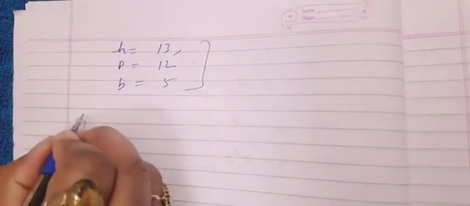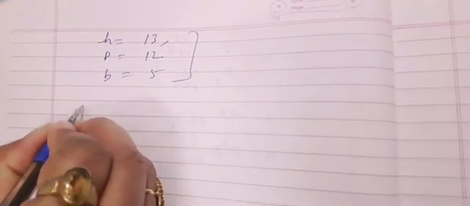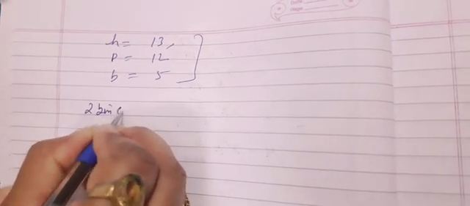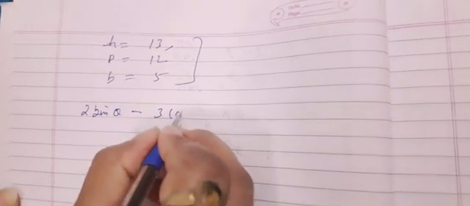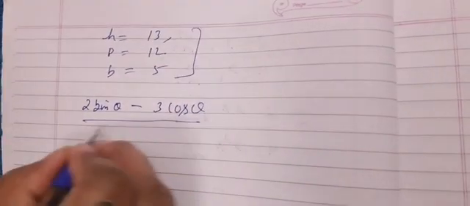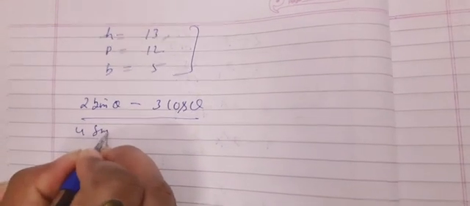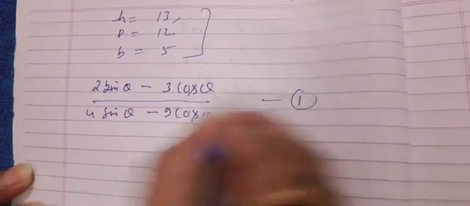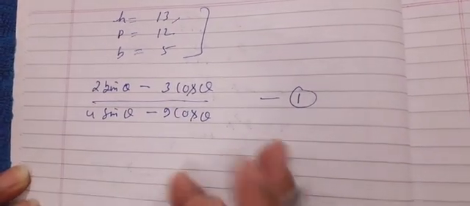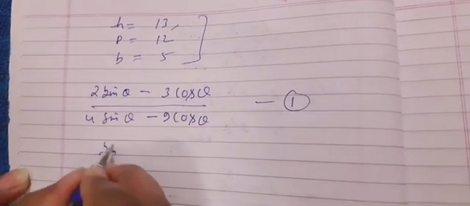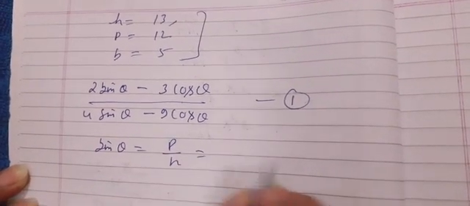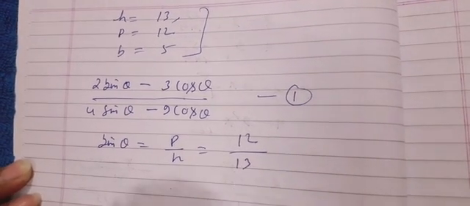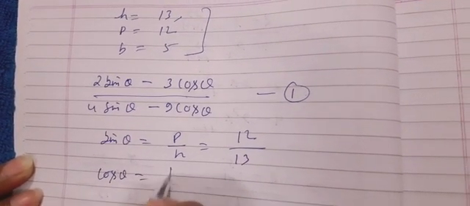And the question was 2 sin theta minus 3 cos theta upon 4 sin theta minus 9 cos theta. We'll write equation 1. First of all, we'll find out the value of sin theta and cos theta, then we'll put the value here. Sin theta is equal to p by h. What is p? P is 12. Okay, and what is h? It is 13. And cos theta is what? It is b by h.